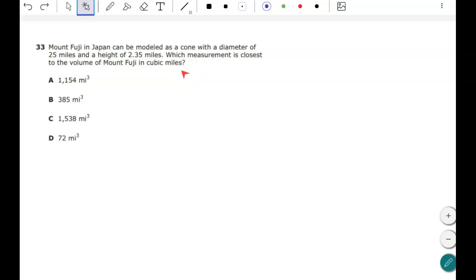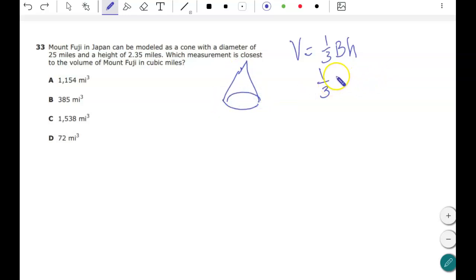Okay, so volume for a cone. Remember, it's on your STAAR reference chart, but it looks like this. Volume is equal to 1/3 the area of the base times the height. The base is a circle. It looks like this. So that's pi r squared for the base part, and then the height.